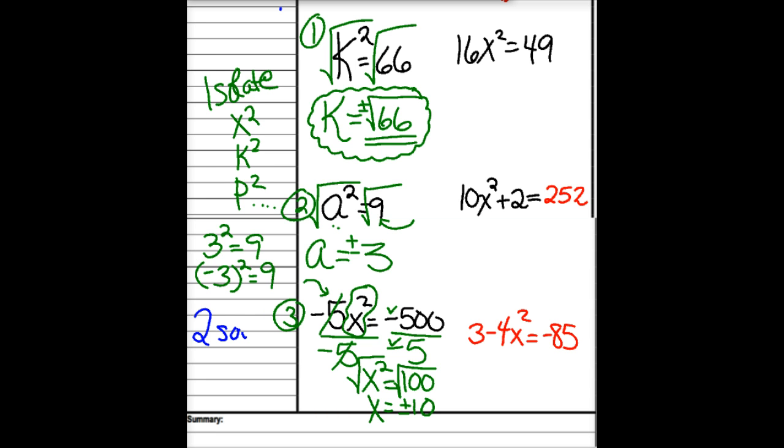On the next one up here, again, I've got to isolate x squared. 16 times it, so I need to divide by 16.